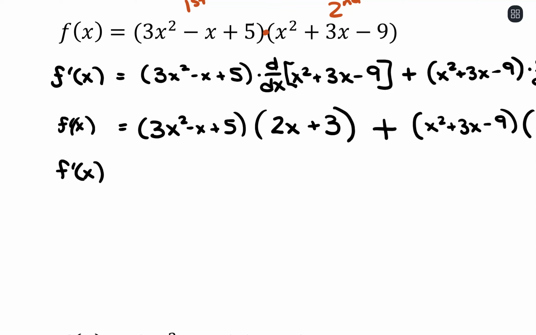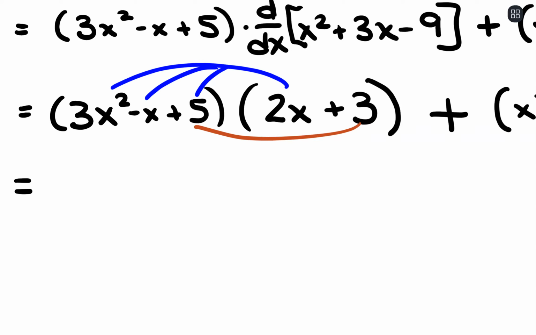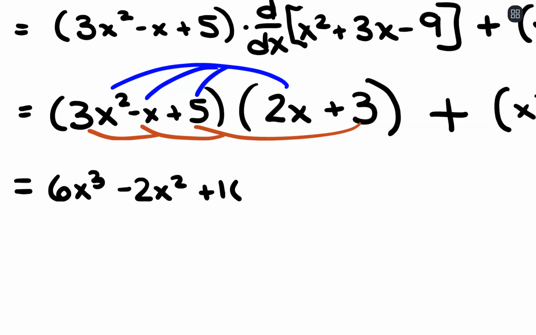So our derivative, I'm going to get some distribution practice here. Like this 3x squared minus x plus 5 times 2x plus 3, what I do is I think of distributing the 2x and then distributing the 3. Usually I start with the smaller of the two and just think about distributing each piece. So distributing 2x, we're going to have 6x cubed, and then negative x times 2x, negative 2x squared, 5 times 2x plus 10x.